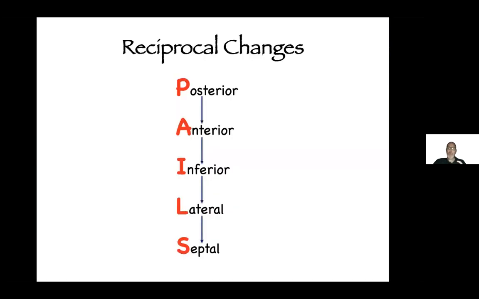So what about reciprocal changes? Do you have to have reciprocal changes in order to be having an MI and thus for us to call a code STEMI or heart alert? And the answer is absolutely not. You do not have to have reciprocal changes. In fact, not all anterior MIs, for example, are accompanied by reciprocal changes, unlike inferior MI, which is almost always accompanied by reciprocal changes.